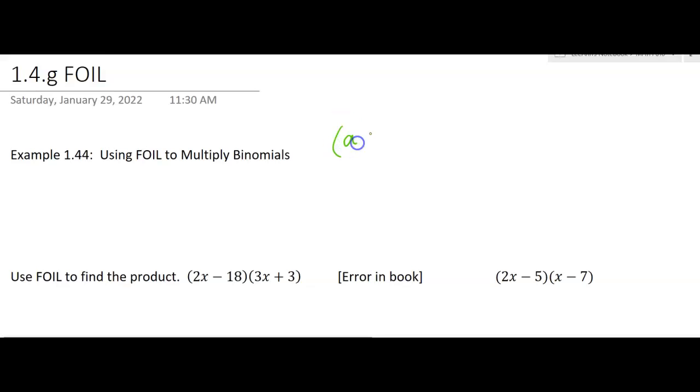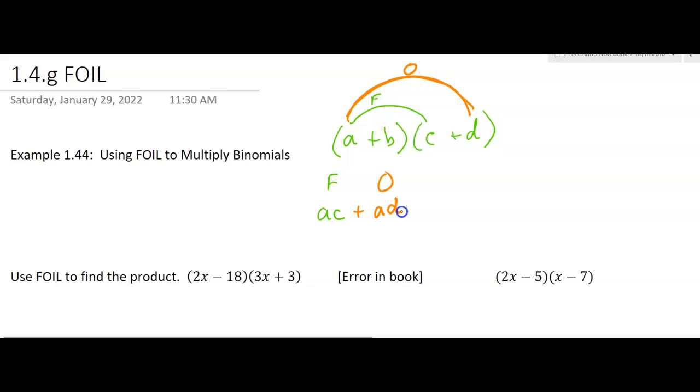But if you have a binomial like A plus B times C plus D, then the FOIL method is an acronym. You take the first term in the first binomial times the first one in the second one, and that's the F in FOIL. So F in this case would be AC. And then you do the outer terms, that's the O in FOIL, and in this case O would be A times D, which would be AD. And then you do the inner terms. That's the I in FOIL. In this case, it would be B times C.